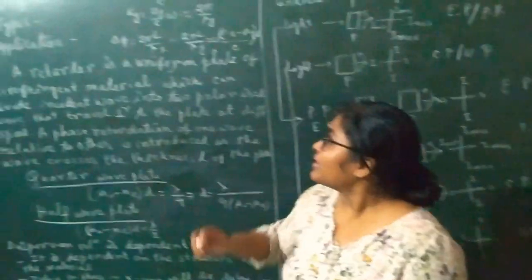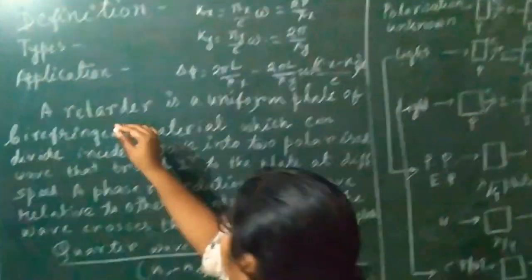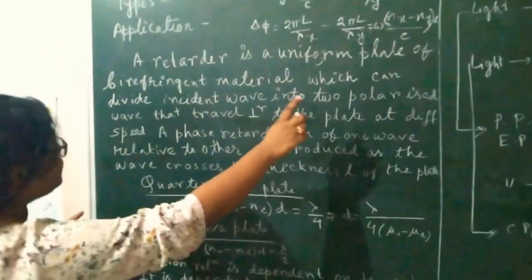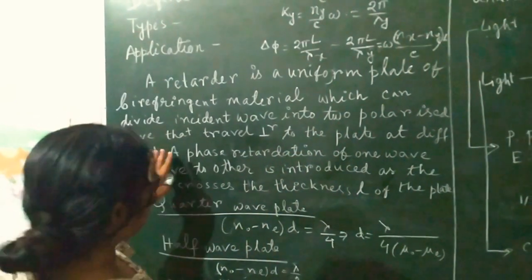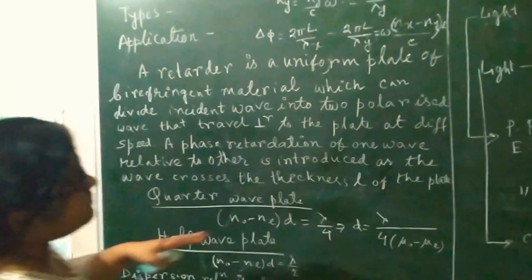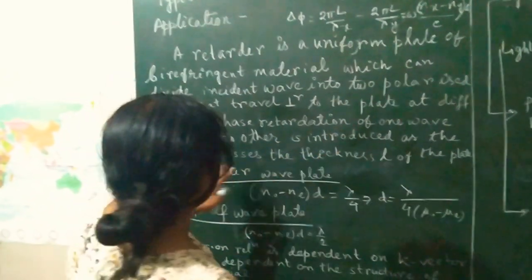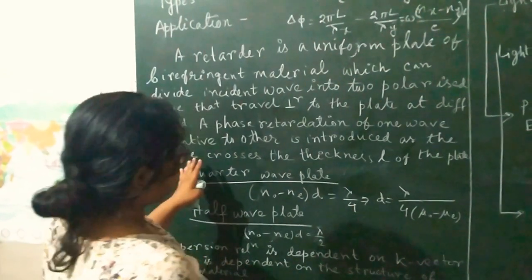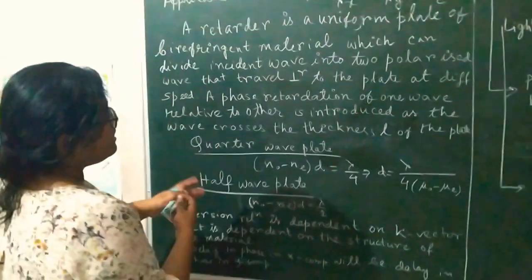So let's start. The definition of a wave plate or retarder is: a retarder is a uniform plate of birefringent material which can divide an incident wave into two polarized waves that travel perpendicular to the plate at different speeds. A phase retardation of one wave relative to the other is introduced as the wave crosses the thickness of the plate. What do you mean by this?